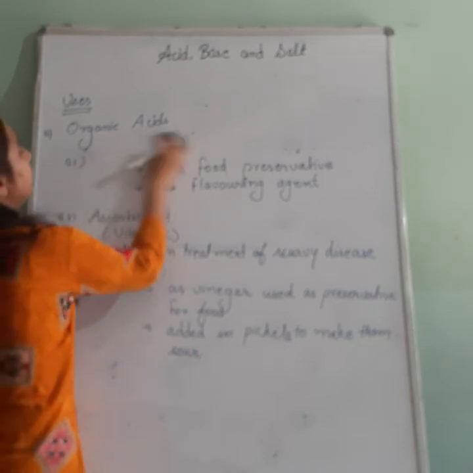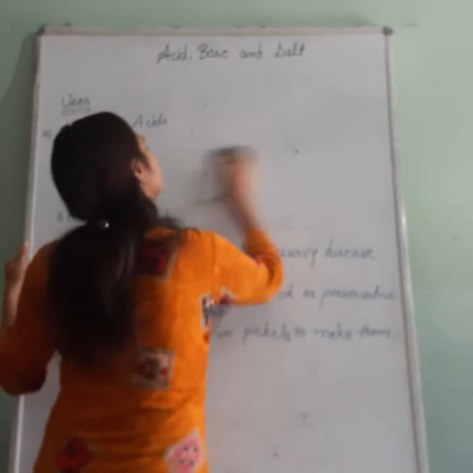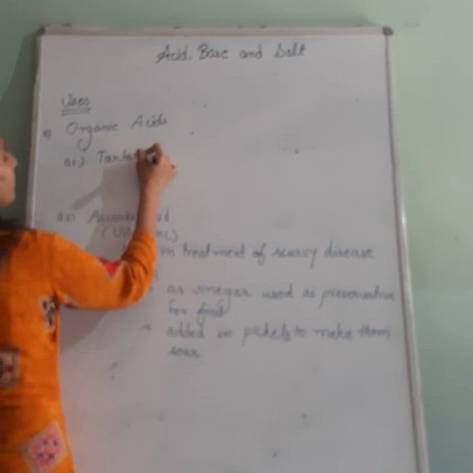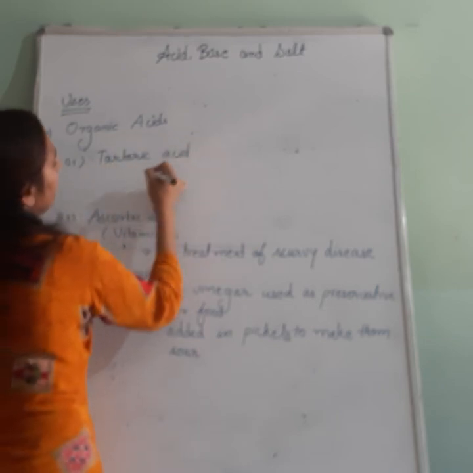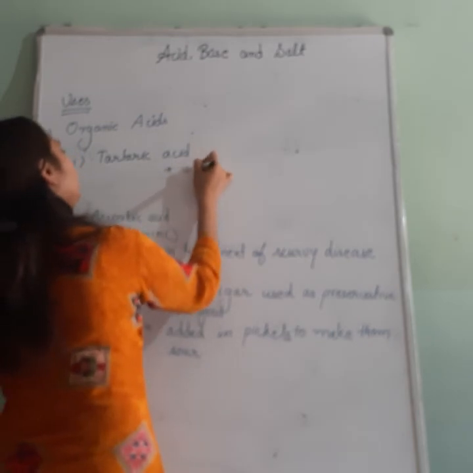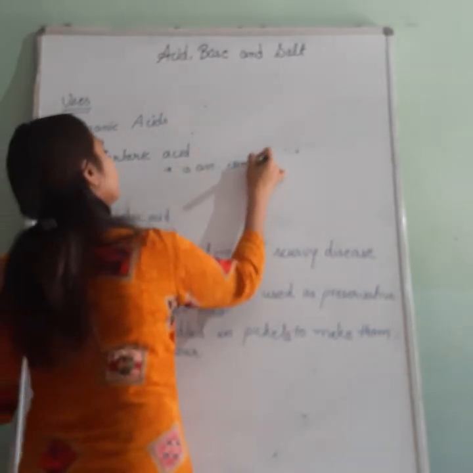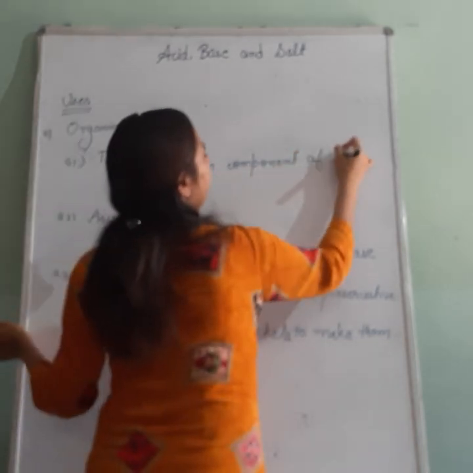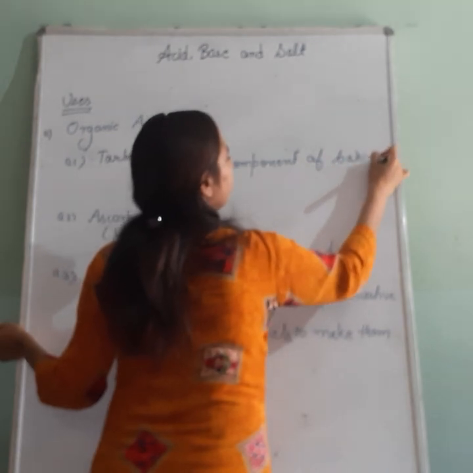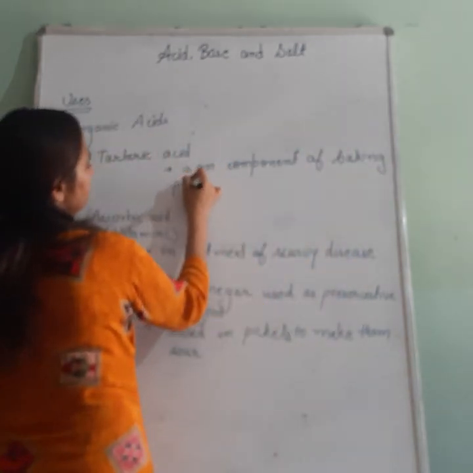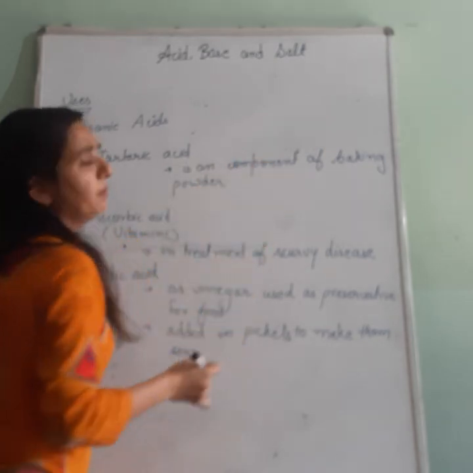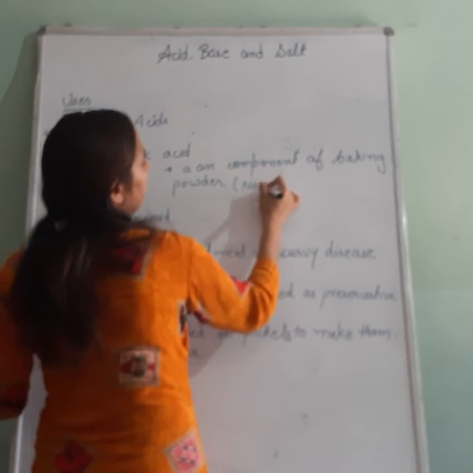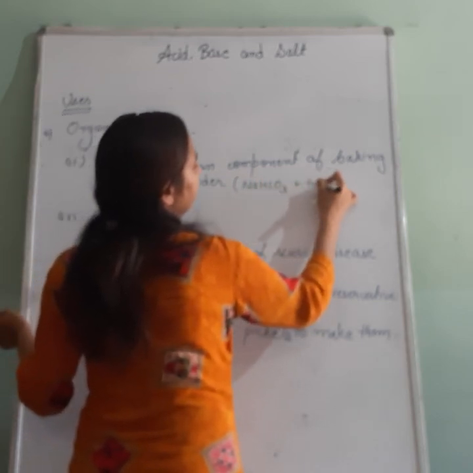Next organic acid, tartaric acid. Tartaric acid is a component of baking powder. बेकिंग पाउडर जनरली हम सब अपने किचन्स में यूज करते हैं. सो वी ऑल आर फैमिलियर विद द बेकिंग पाउडर, एंड बेकिंग पाउडर इज मेड अप ऑफ सोडियम बाइकार्बोनेट एंड टार्टेरिक एसिड.